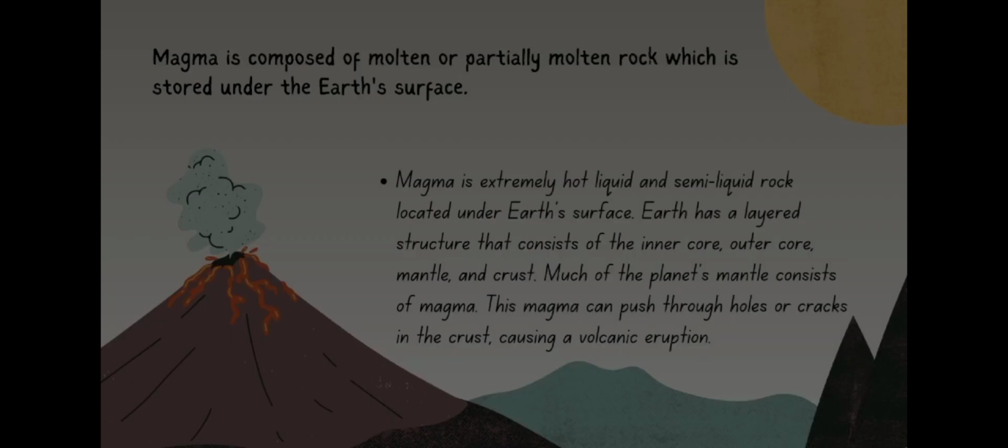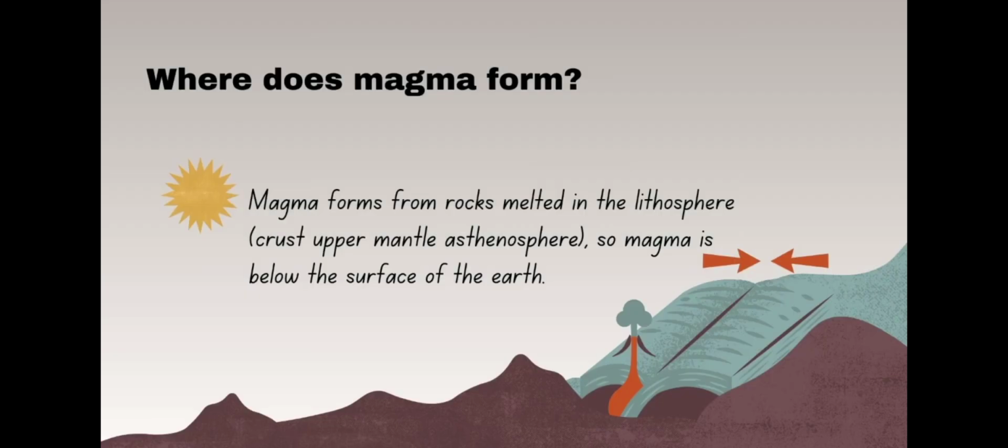Where does magma form? Magma forms from rocks melted in the lithosphere, crust, upper mantle, and asthenosphere, so magma is below the surface of the Earth. Magma forms in various geological settings where conditions allow for the potential melting of rocks in the Earth's mantle or crust.